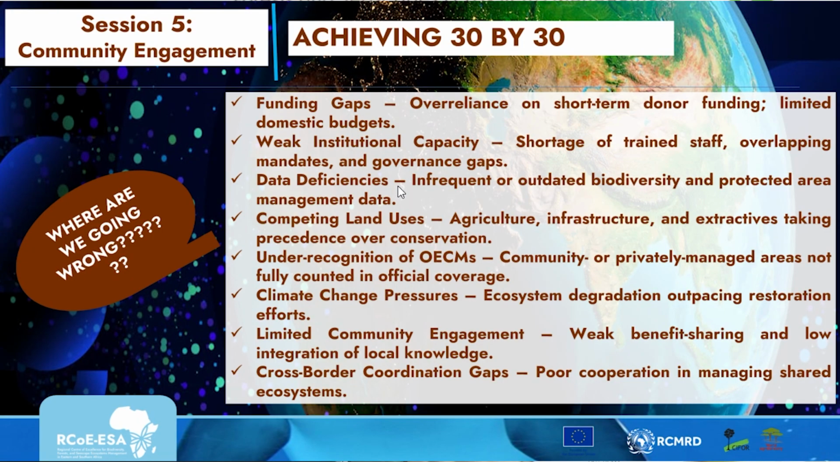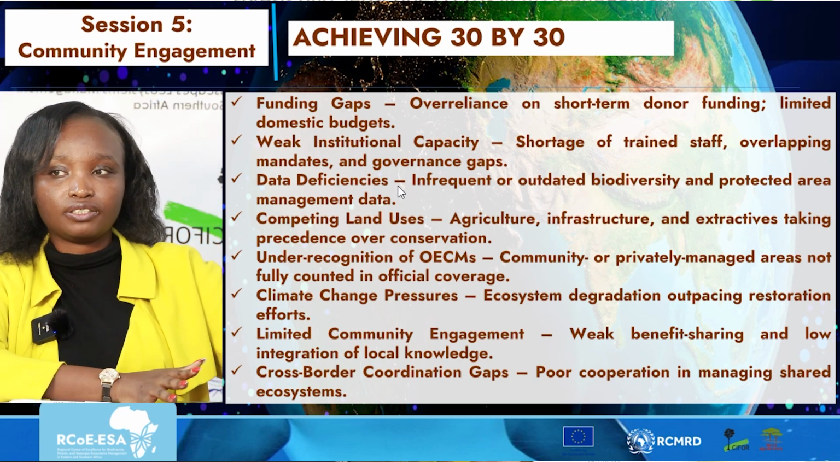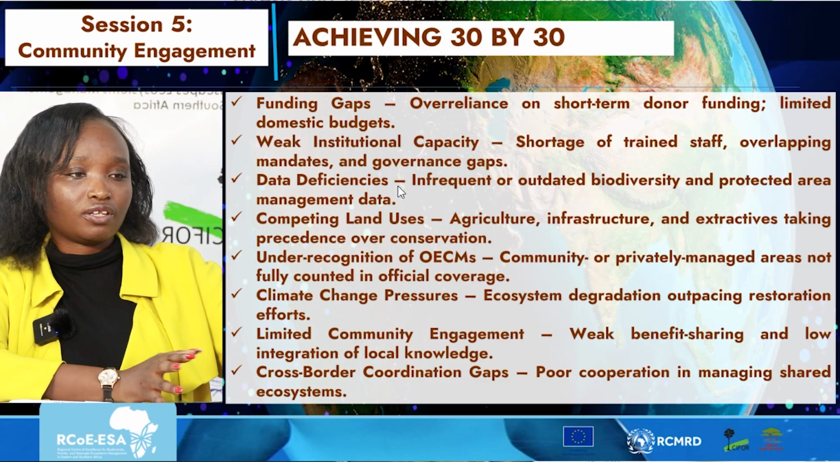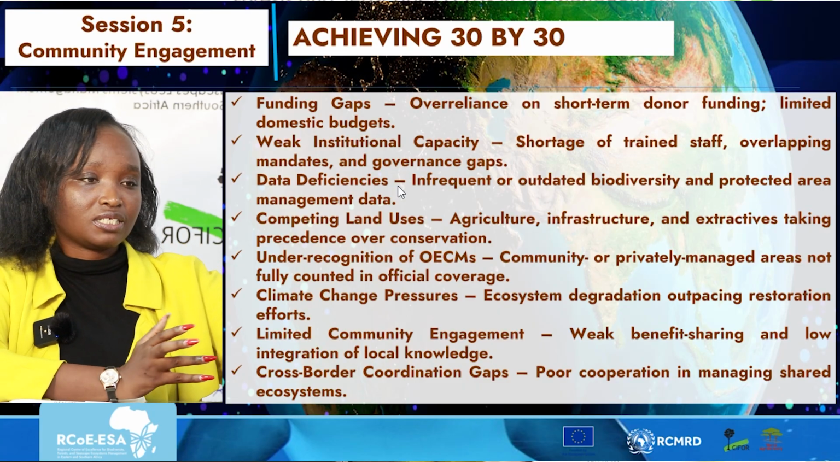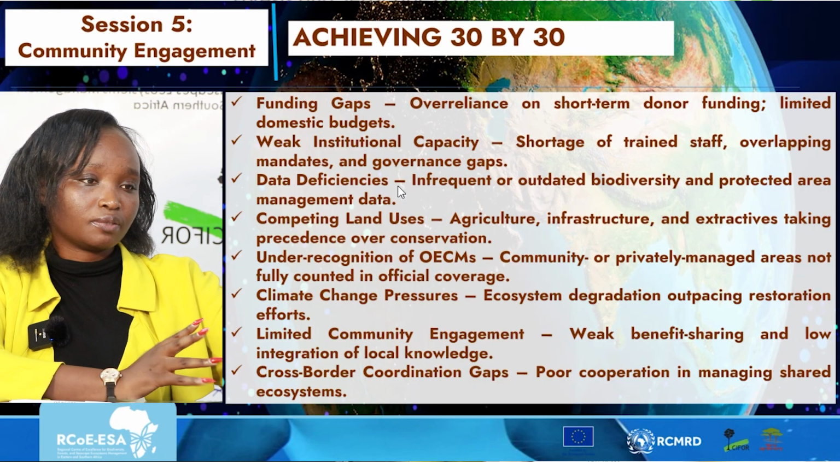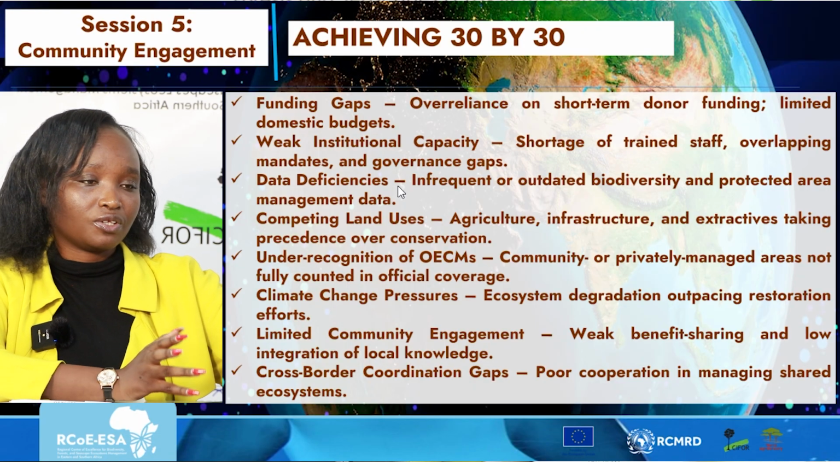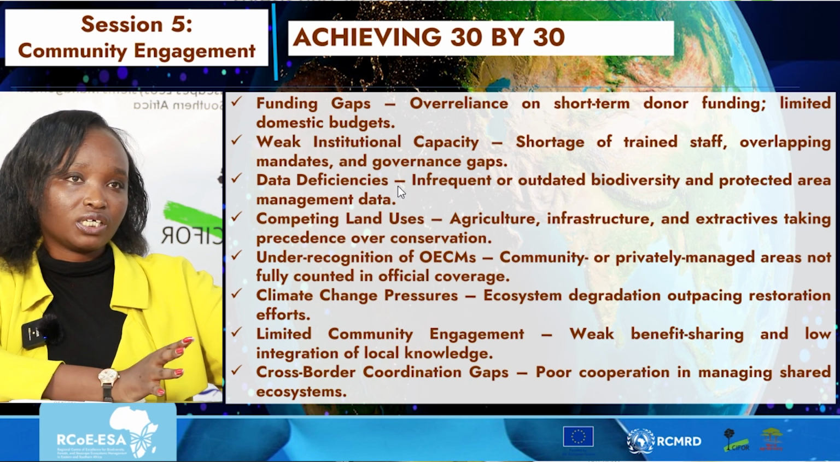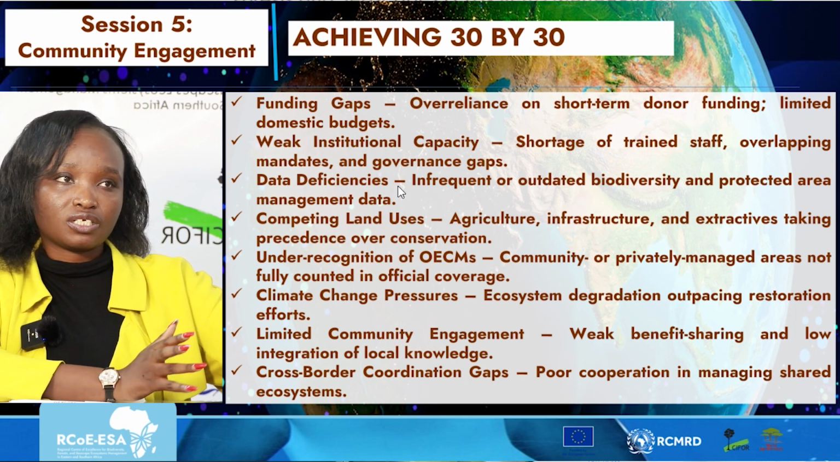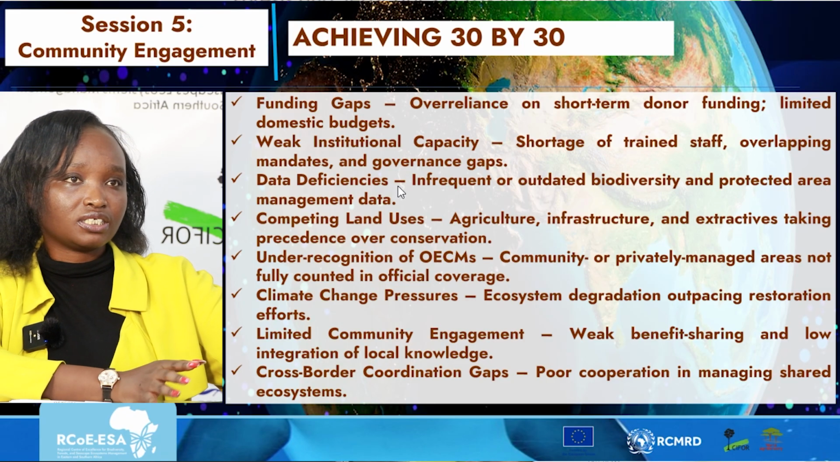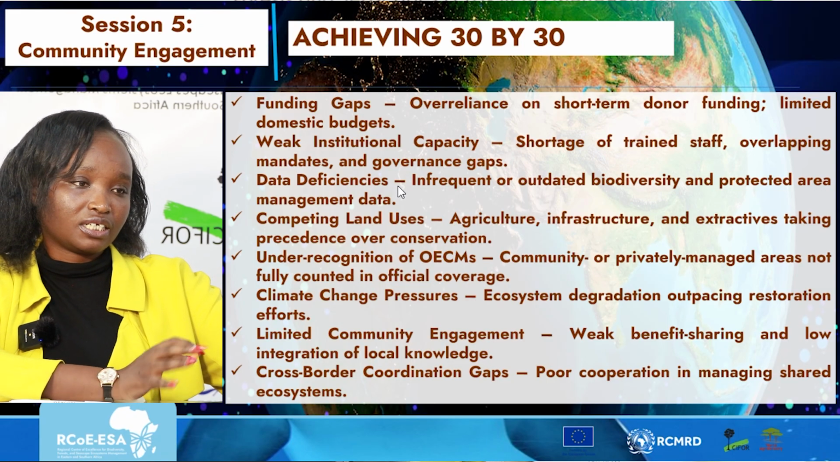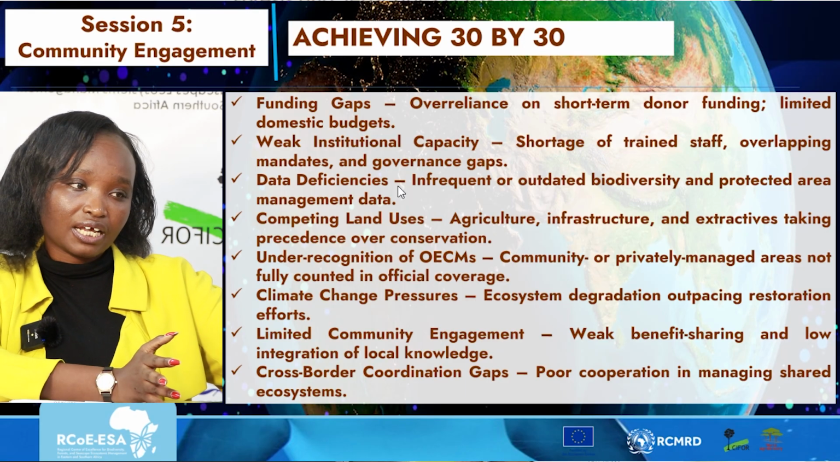So where are we going wrong? In achieving this 30 by 30, we have funding gaps. That is over-reliance on short-term donors and funding and limited domestic budgets. There is a need for more funding to be given to the countries in order for them to come up with capacity building, the people reporting, and even coming up with the reports themselves. Then we have weak institutional capacity, that is shortage of staff, overlapping mandates in our countries, and even governance gaps. We have data deficiencies, we have competing land uses.